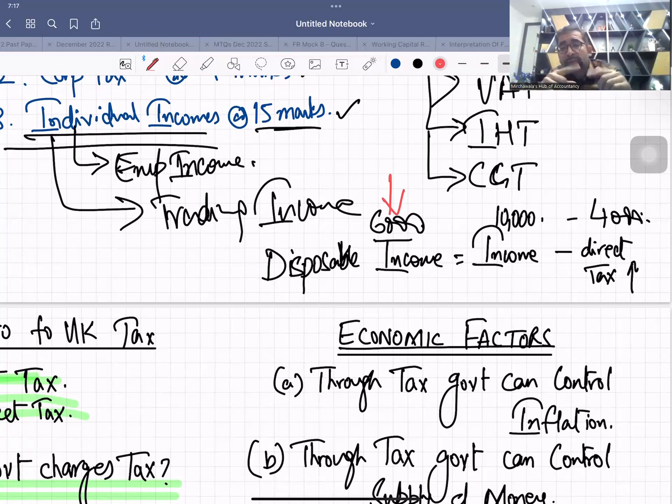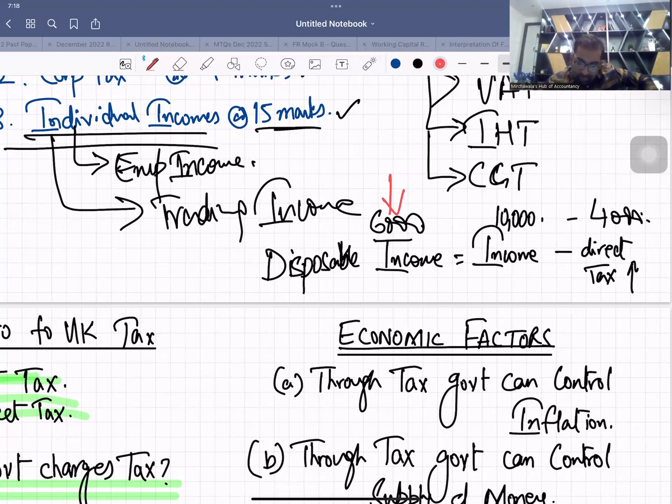And when disposable income for the whole country decreases, obviously now they can demand fewer goods. So overall aggregate demand of the country will go down. And you know the rules of economics, whenever the demand goes down, obviously the price level will go down. And once the price level goes down, inflation will be in control. So yes, government can control inflation through tax. These are the economic objectives which government achieves.